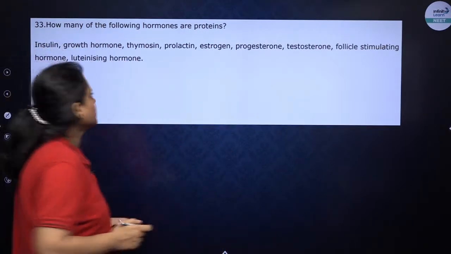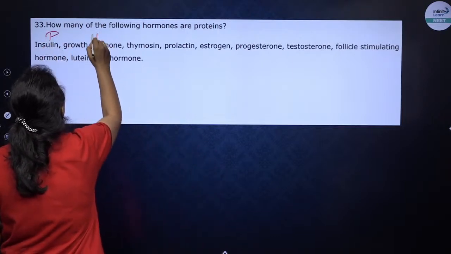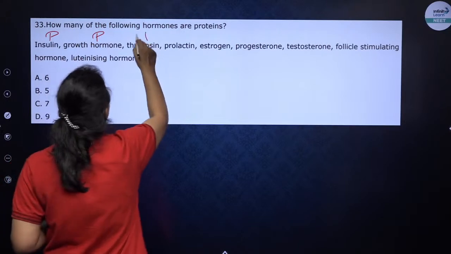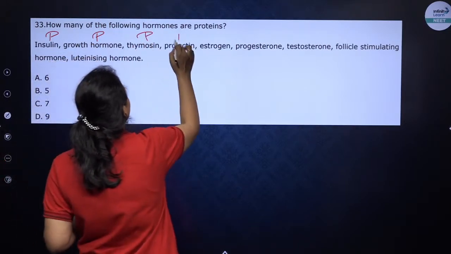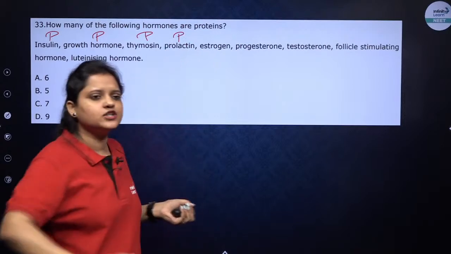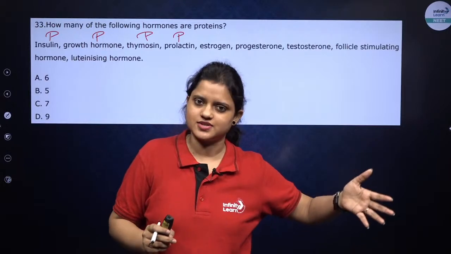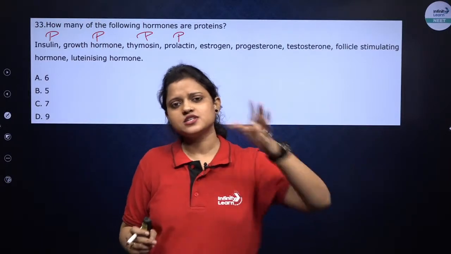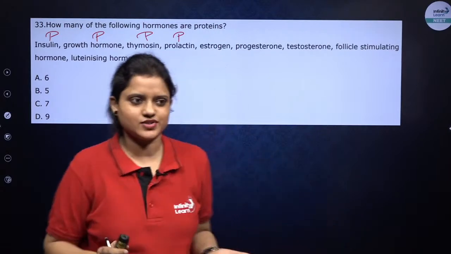लिख ले, चलो लिख लेते हैं. Insulin is proteinaceous. Growth hormone is proteinaceous. Thymosin is proteinaceous, released from thymus gland. Prolactin again proteinaceous. So mostly the hormones that are released from anterior pituitary are proteinaceous. FSH, LH are also proteinaceous, but they are actually glycoproteins, but still proteinaceous, right?